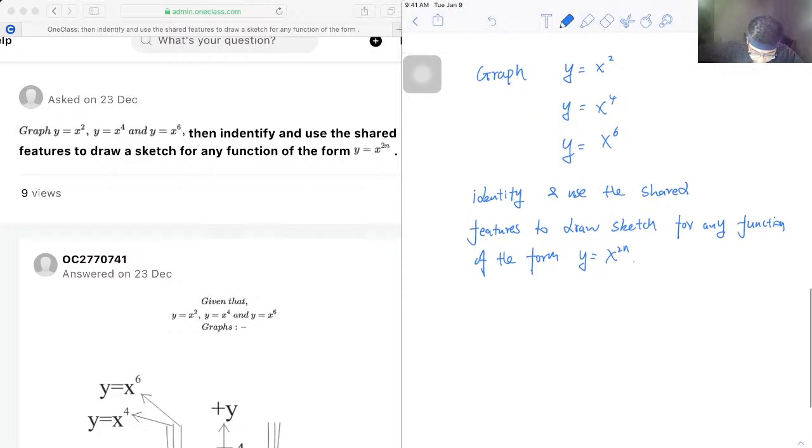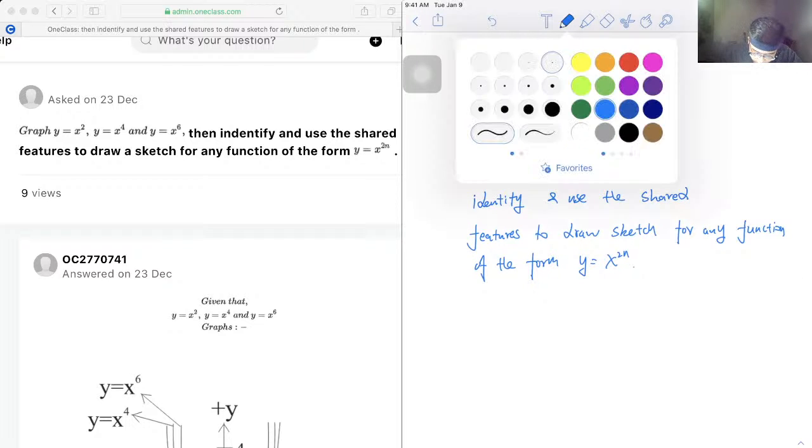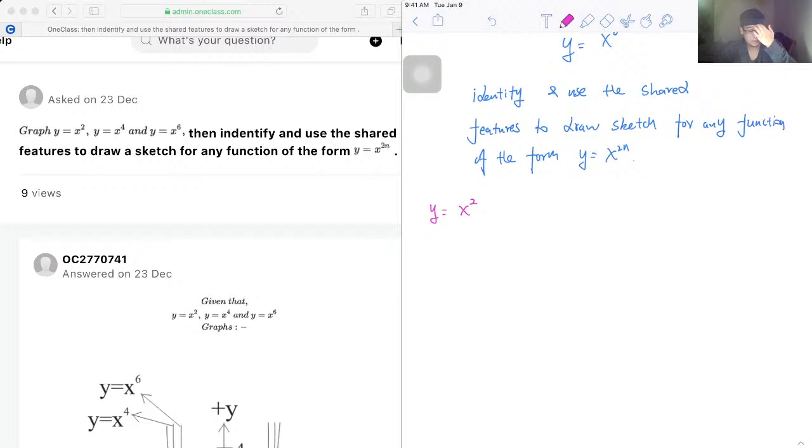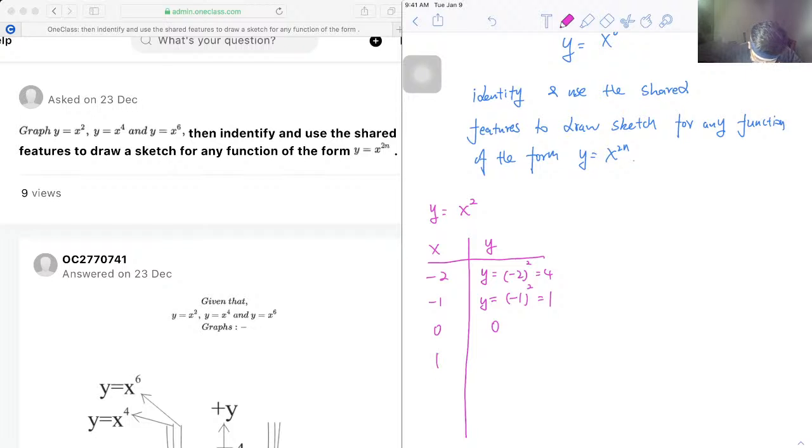Okay, so now let's start from y is equal to x squared. Let's use pink. So now y is equal to x squared. First, let's find out the coordinates on this parabola. So x, y, and let's do -2. So when x is equal to -2, y is equal to -2 squared, which is 4. Okay, and if x is equal to -1, y will be equal to -1 squared, which would be 1. And if x is equal to 0, y will be 0. X equal to 1, y will be 1. X equal to 2, y will be 4.